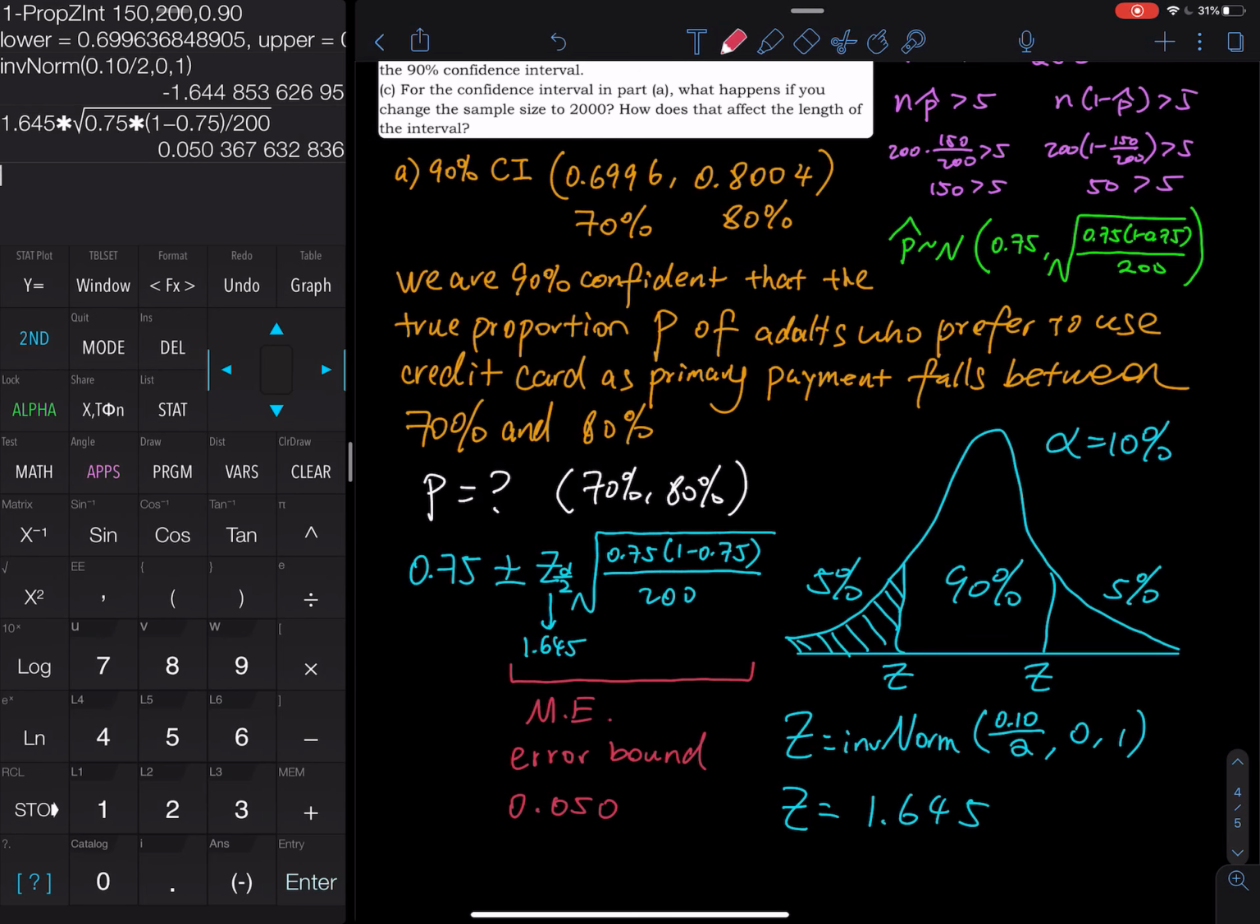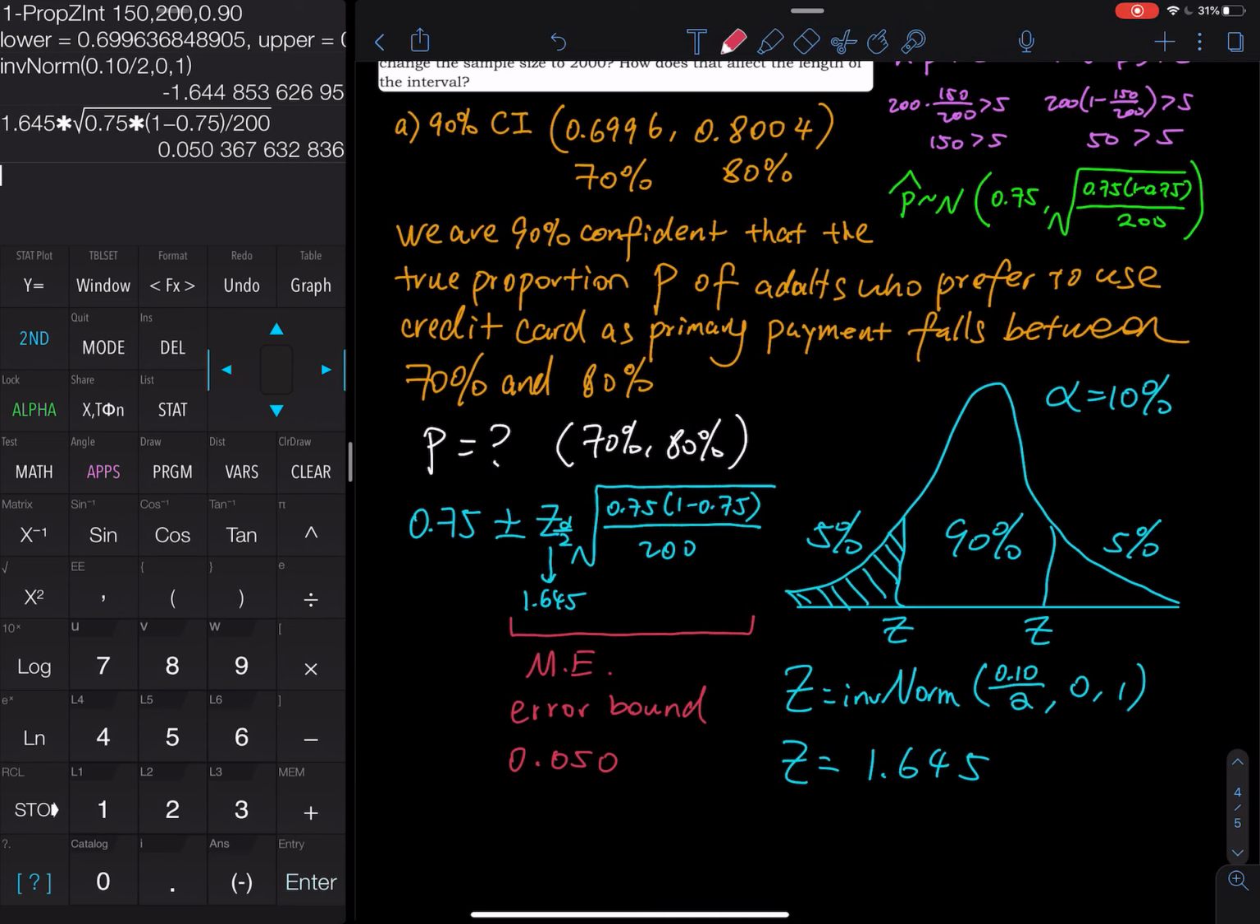0.050, right? So to calculate the confidence interval step by step, you take 0.75 and then you plus or minus 0.050. That gives you the lower limit and the upper limit. So that is how the problem asks you to do it step by step. And then, okay, that will be the end of this subproblem.